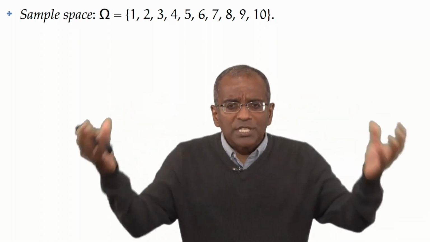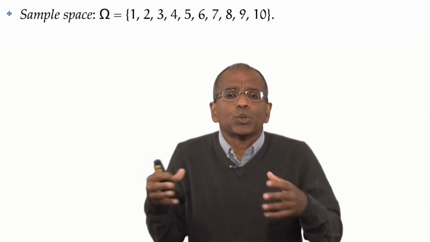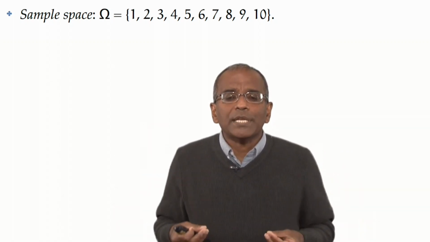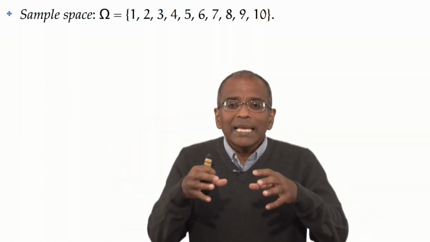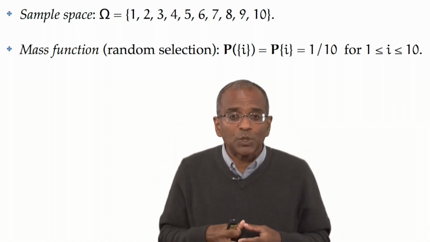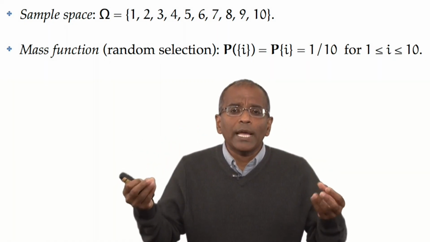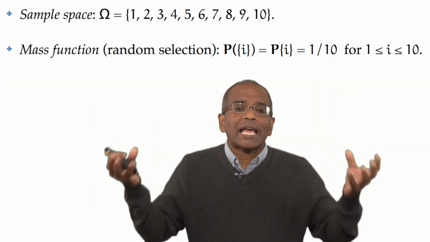Naturally enough, for this simple stylized experiment, I will assume that this 10-sided die has no bias towards any face. In other words, we are randomly selecting an element from 1 through 10, or in still other words, the mass function associated with the probability measure for this problem is uniform. It puts equal mass of 1 in 10 on each of the 10 faces.